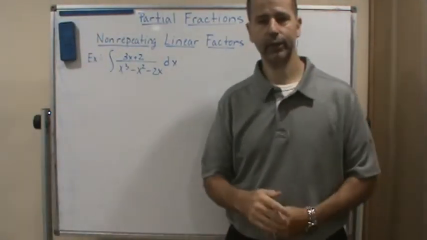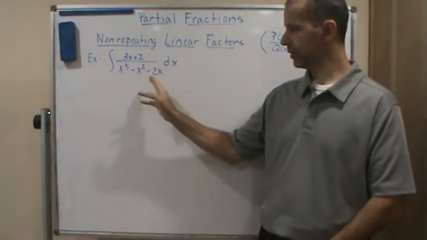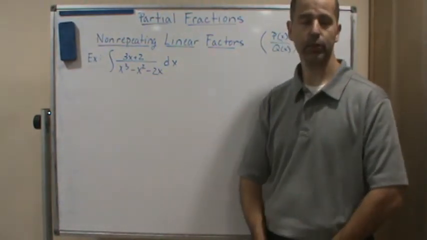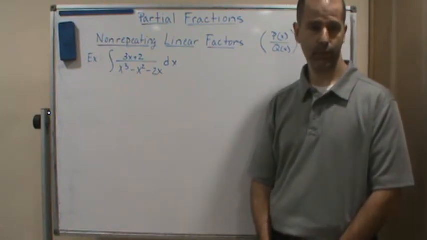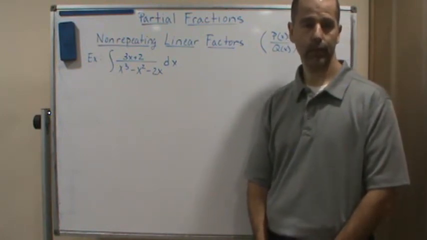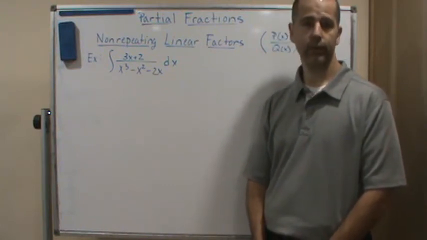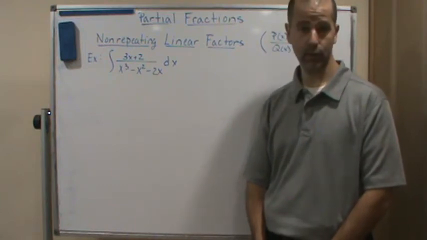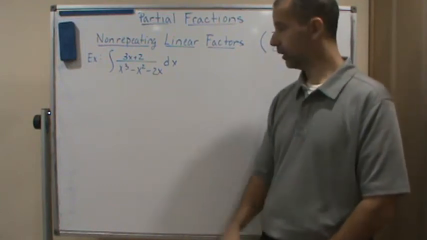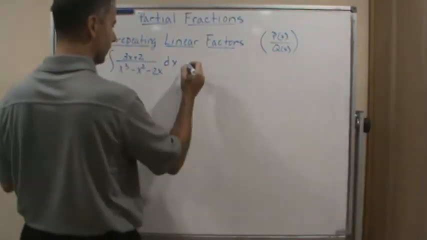Okay, so welcome back. In this example, we're going to use partial fractions, and we're going to decompose this into a sum of other simpler fractions that we can more easily integrate. Notice first of all the degree of the top is less than the degree of the bottom, so we don't have to do any long division here. And so we're going to factor the bottom, and we can see that this factors nicely.